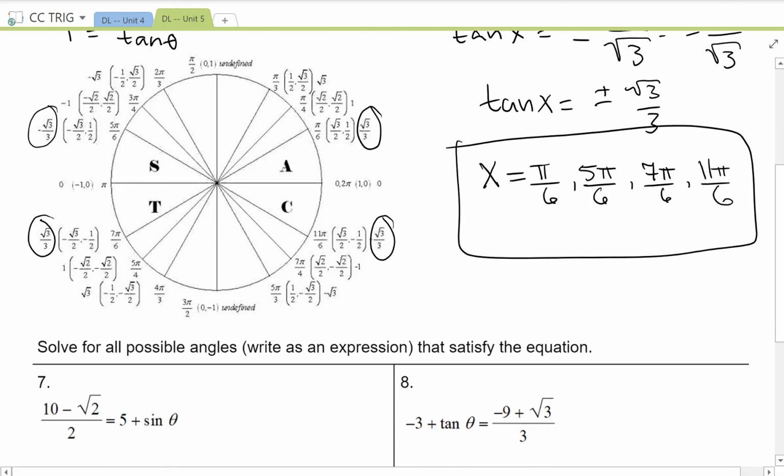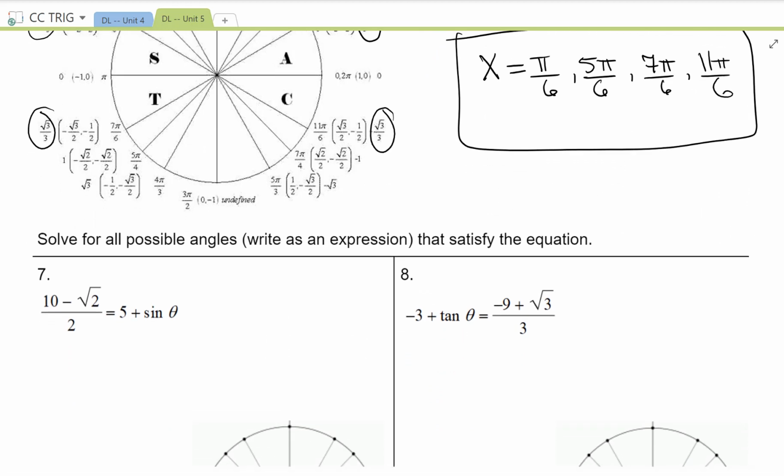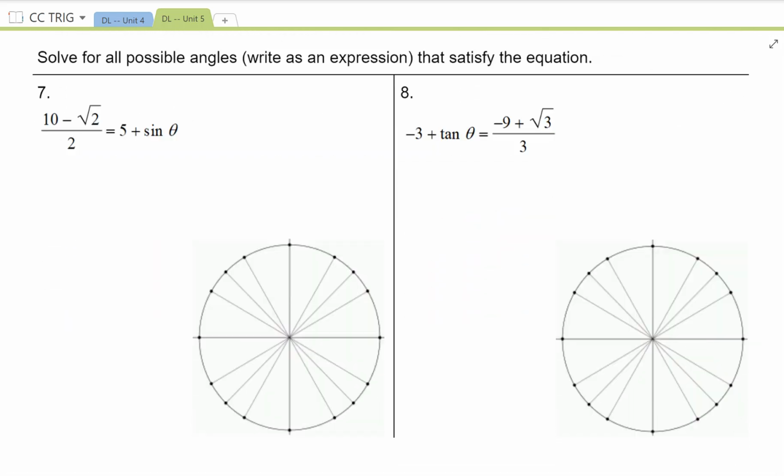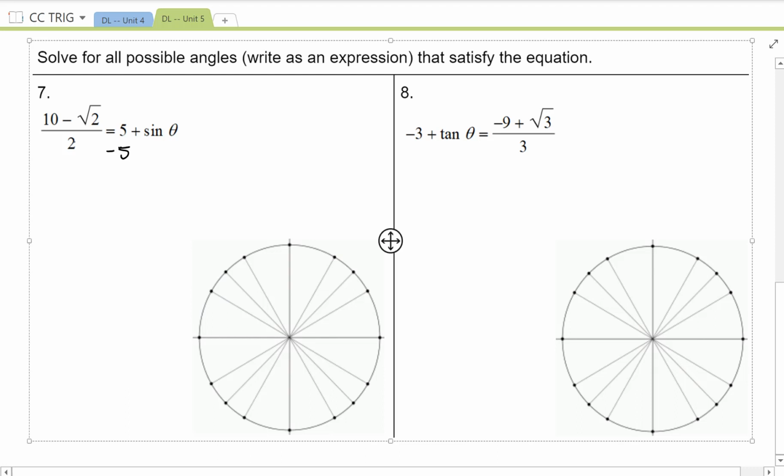Okay, and the last thing I want to show you is how to write an expression to solve for all possible angles, not just angles that are between 0 and 2 pi. Solve for all possible angles, meaning we're going to write an expression that represents all of them. First, let's get sine theta by itself. So we're going to subtract 5 on both sides. This is a weird looking equation, don't let it scare you.